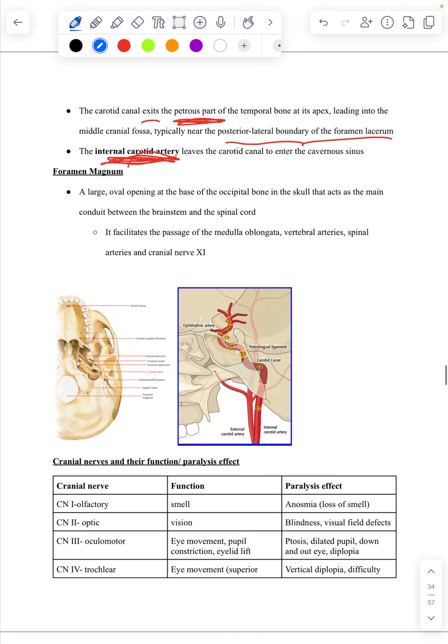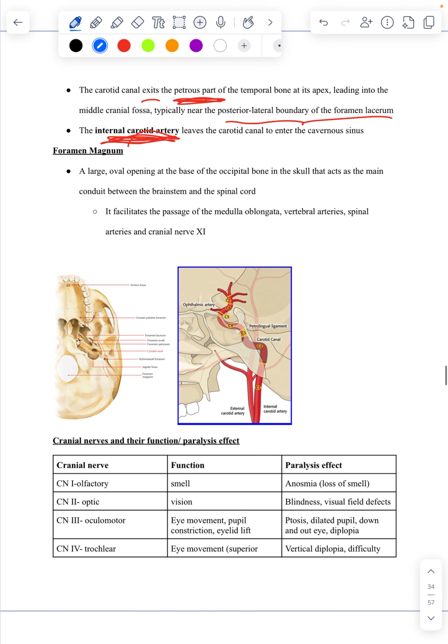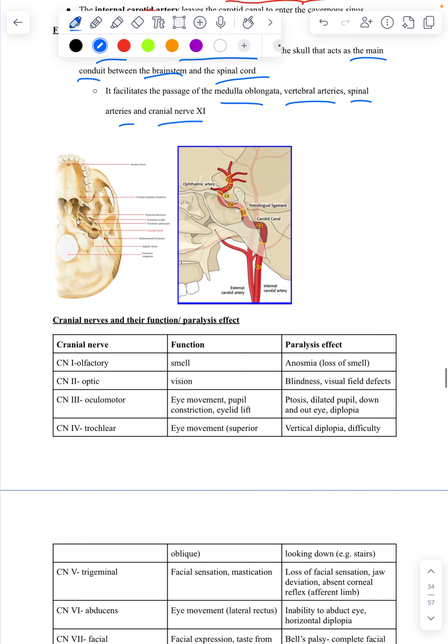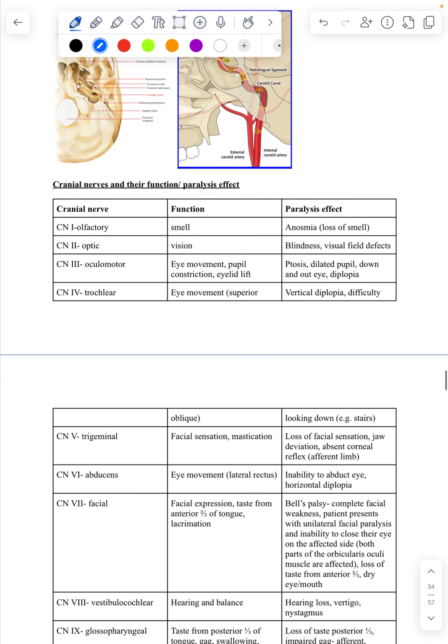Okay, foramen magnum: a big opening in the skull, a large oval opening at the base of the occipital bone. It's the main conduit between the brainstem and the spinal cord. So you have your medulla there, vertebral arteries, because those are coming up through the transverse foramina, spinal arteries, and then cranial nerve 11 also runs through there. Now, these are what they do.